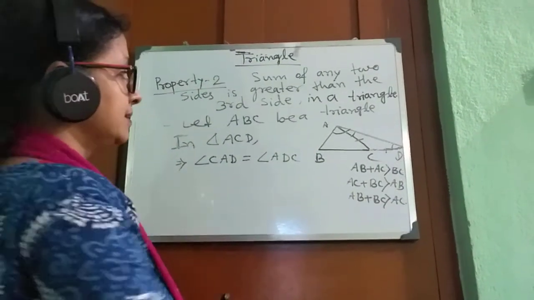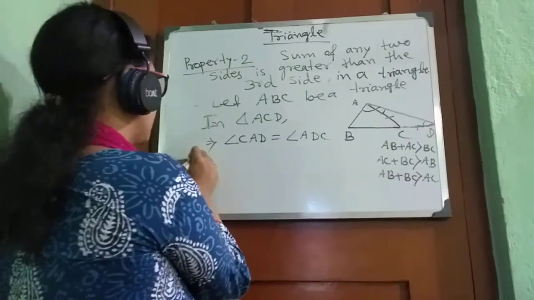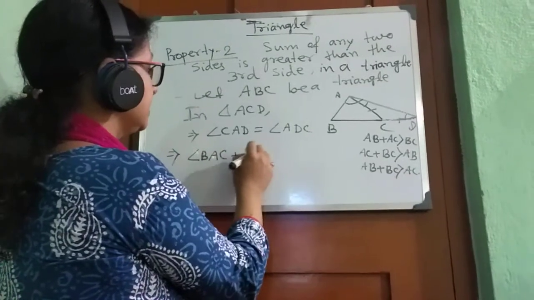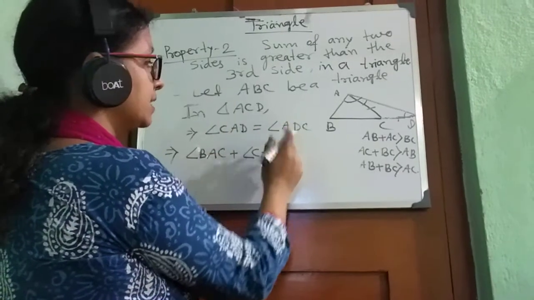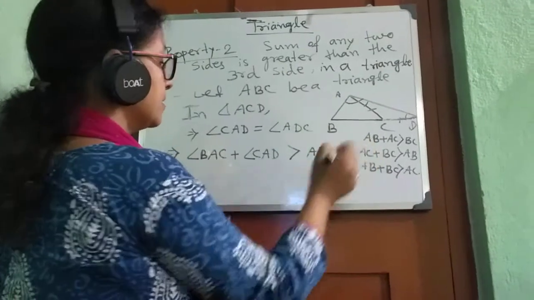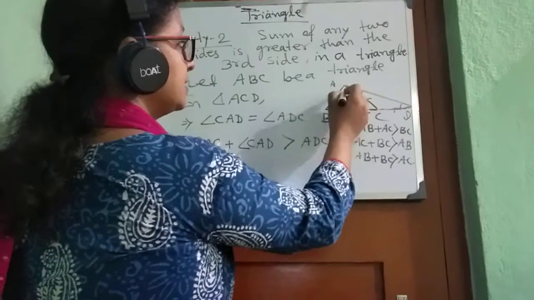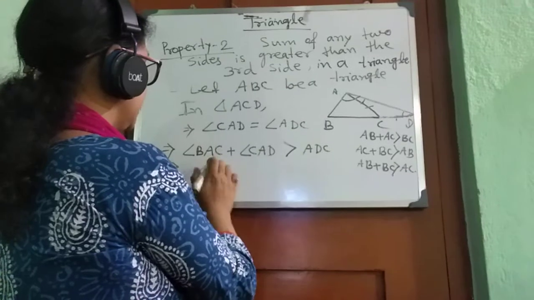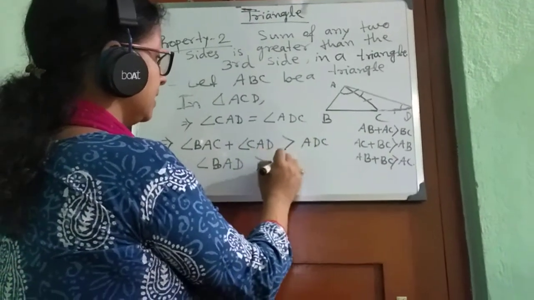Now add CAB, or BAC you can write. Now I am adding BAC plus CAD. If you add BAC with CAD, obviously this sum will be greater than ADC. We have to prove this. If you add this angle and this angle, what are you getting? BAD. Sorry, angle BAD is greater than ADC.